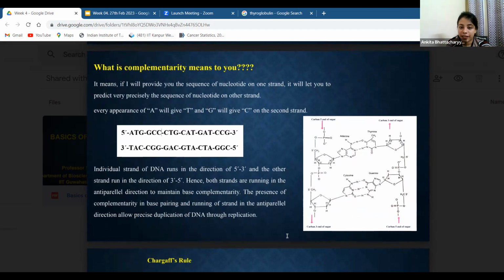But coming back to complementarity, what does it exactly mean? It means that you can predict that if there is an A or an adenine at one side, then the complementary base which is pairing with that A will most certainly be T for DNA and uracil U for RNA. So both strands are effectively also running anti-parallel to each other, as you can see. So this is 5' to 3', this is 3' to 5', and therefore they're anti-parallel to each other.